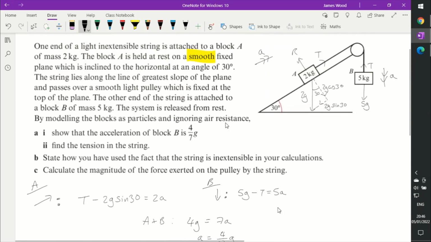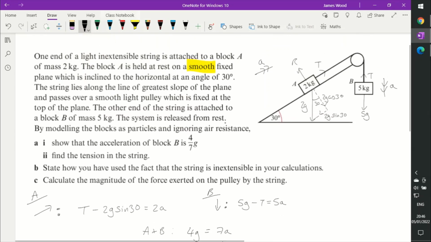State how you've used the fact that the string is inextensible in your calculations. So inextensible, this means that the acceleration in both parts is the same. Okay, so the acceleration is equal on both sides of the pulley.